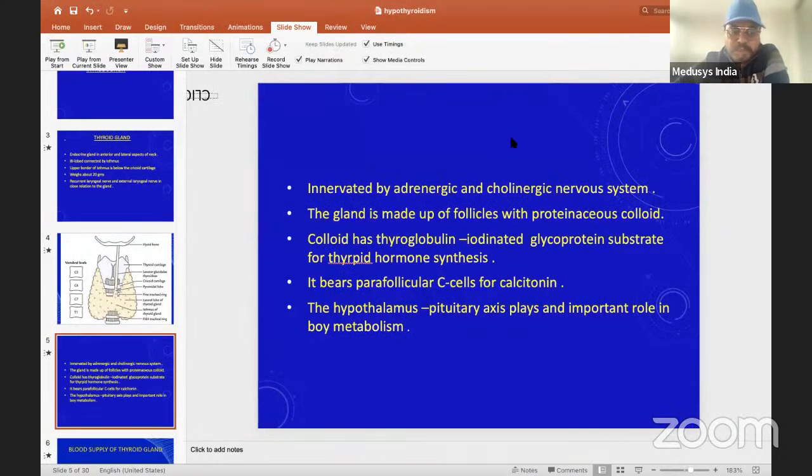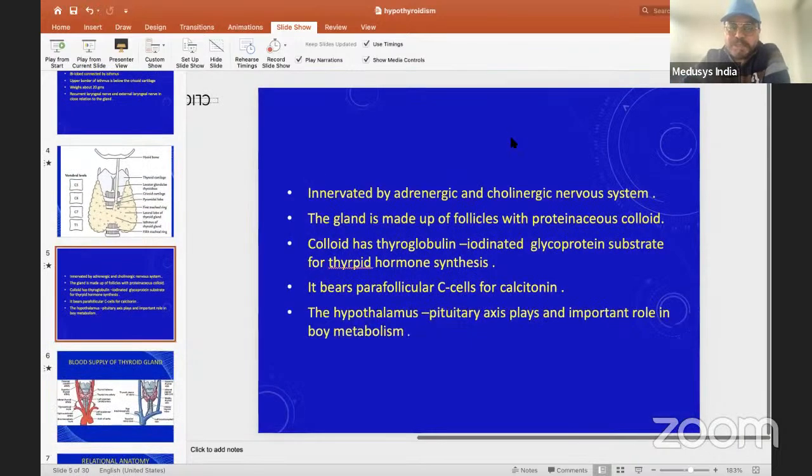Now its innervation. It is innervated by both the adrenergic and the cholinergic nervous system. The gland is made up of follicles with proteinaceous material called colloid, which contains thyroglobulin, an iodinated glycoprotein substance used for thyroid hormone synthesis. We need to know the process of thyroid hormone synthesis, but I'm not going into the details because it's very rarely that you will be asked about it in a clinical case scenario. It may be asked in the first Viva, the pharmacophysiology. It also bears parafollicular cells for calcitonin.